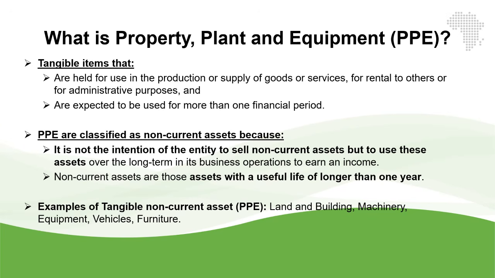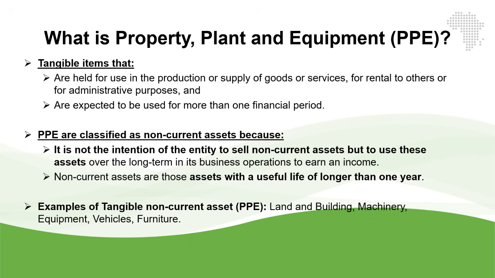The intention is not to sell that asset, but to use it in the production or the supply of goods, or for rental to others, or for administrative purposes. And these tangible items are expected to be used for more than one financial period. So when we talk about PPE, our expectation is that we're going to use it for more than 1 year. So it's for long run purposes.